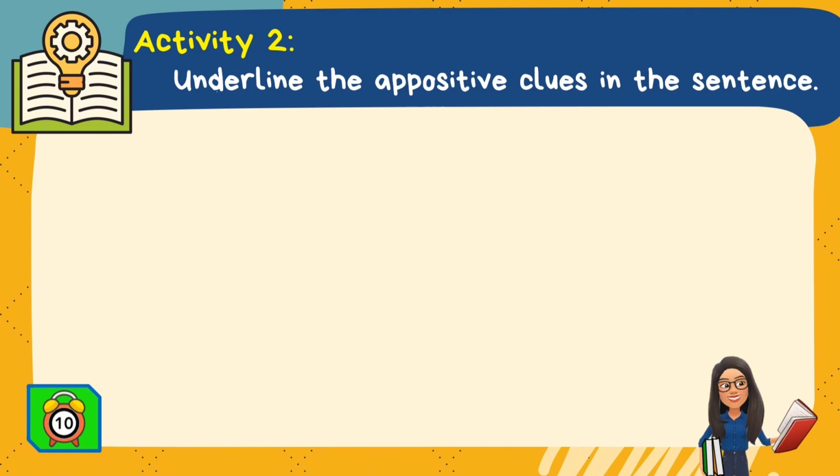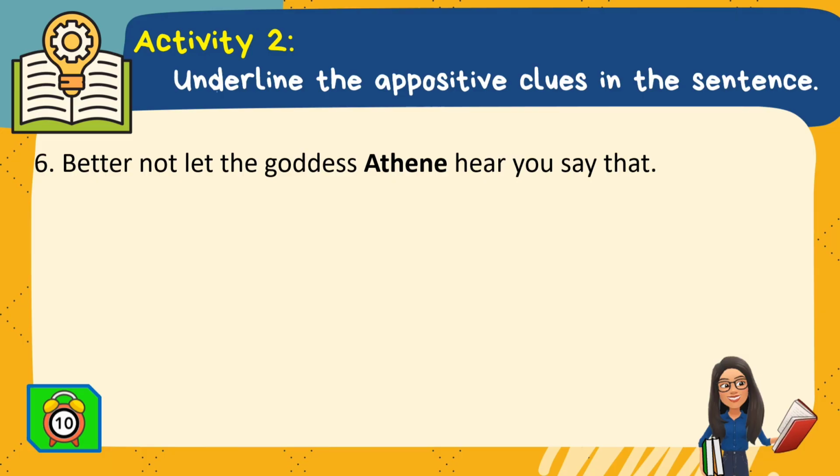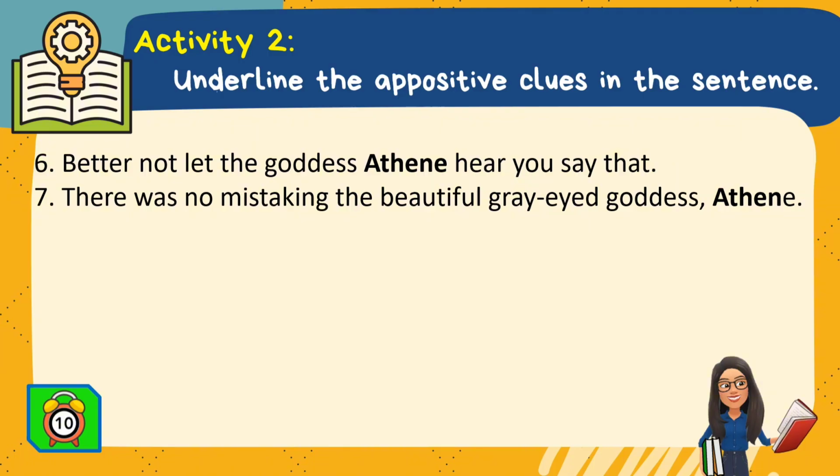Now let us have activity 2. Underline the appositive clues in the sentence. Item number 6. Better not let the goddess Athene hear you say that. And number 7, there was no mistaking the beautiful gray-eyed goddess Athene. Again, you are looking for the appositive clues. So, for number 6, if you answered the goddess, you got it right. And for number 7, if you answered the beautiful gray-eyed goddess, then you got it correct again.